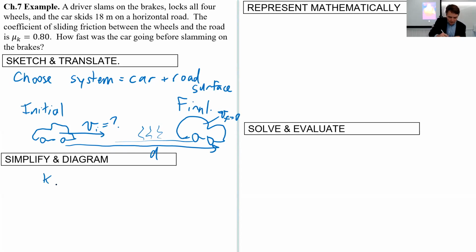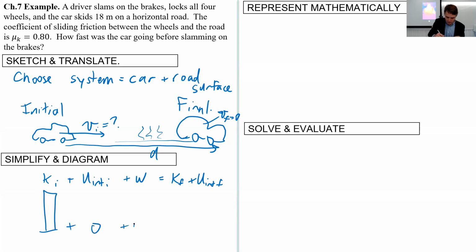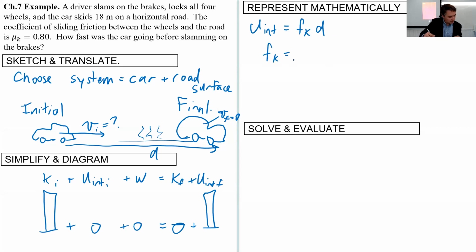So the way that looks, you've got K initial plus U internal initial plus work is equal to K final plus U internal final. There's no external work. Your final kinetic is 0 plus this. So all that initial kinetic energy gets converted into thermal energy. U internal is equal to the kinetic friction force times d. And F kinetic friction is equal to mu_k times the normal force. We had that from before.